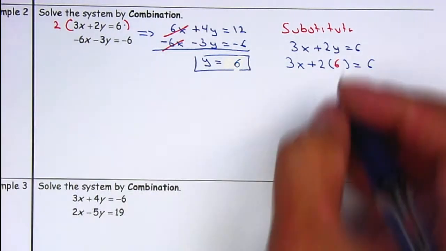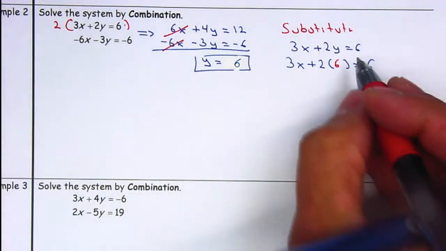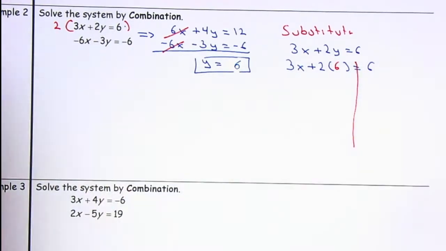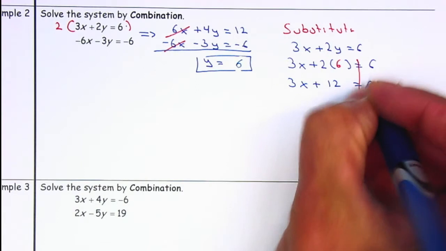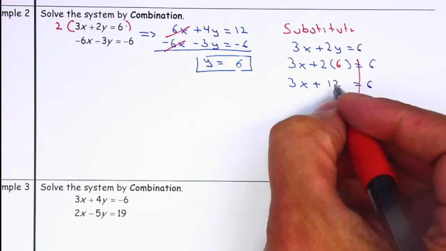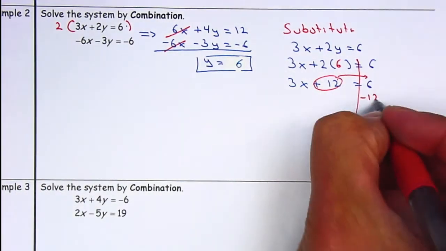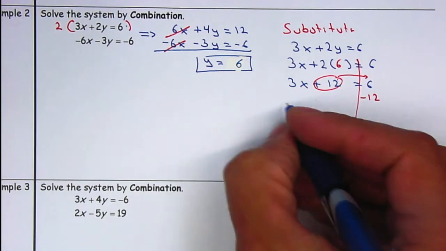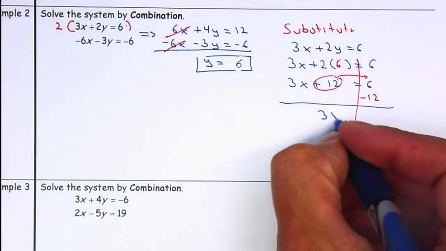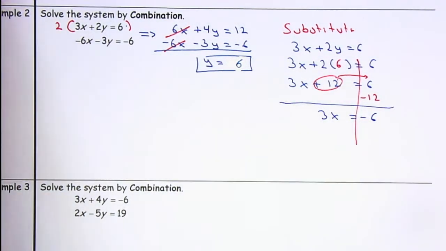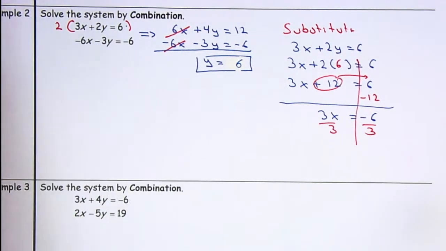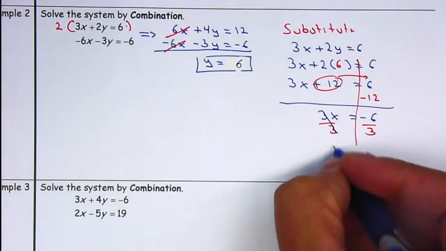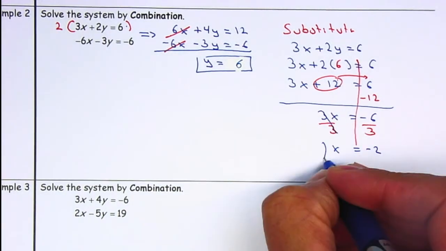I'm going to solve for x. I'm going to multiply, so it gives me 3x plus 12 is equal to 6. I'm going to move my 12 to the right, becomes a negative 12. So it gives me 3x is equal to negative 6. Then the last step to solve for x will be to divide by 3. And that will give me the value of x, which is negative 2.